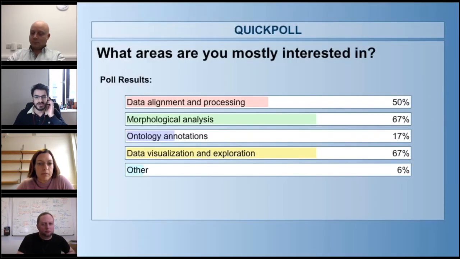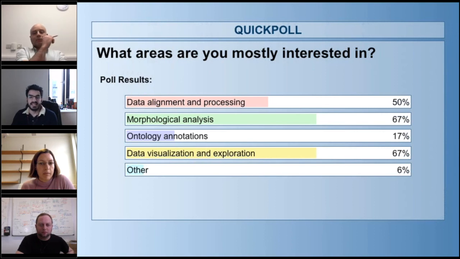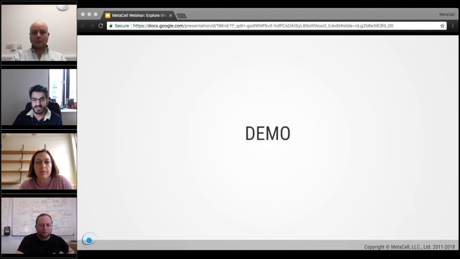Thank you. So results-wise, we have 50% interested in data alignment and processing, roughly 70% in morphological analysis, 17% in ontology annotations, and 67% in data visualization and exploration. Thank you for your answers.